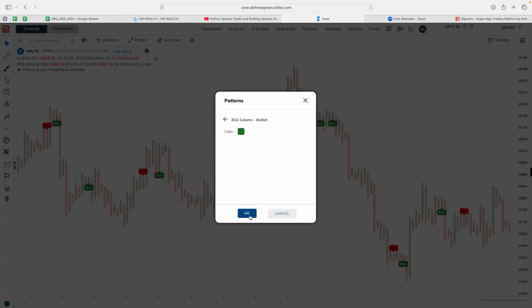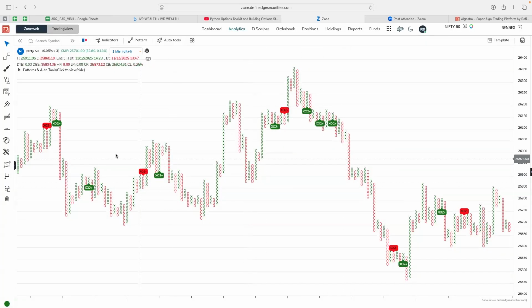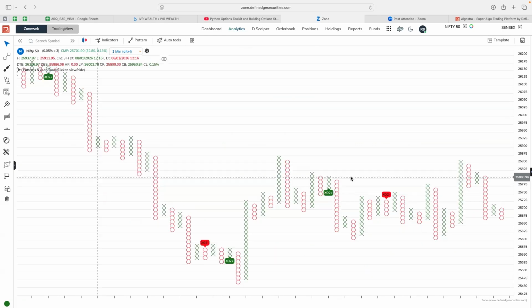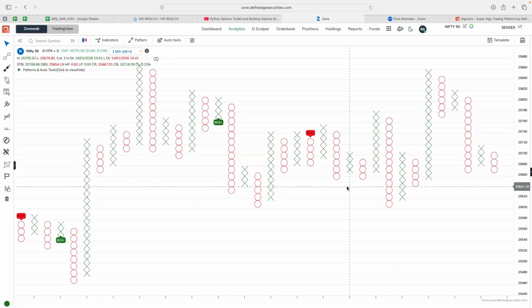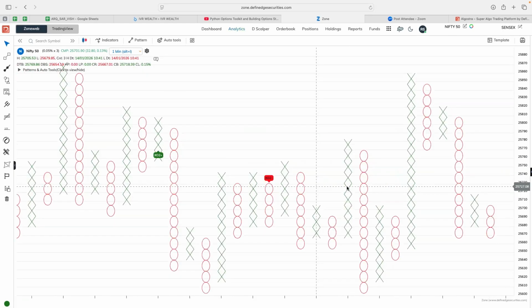Did I take bullish or bearish? Okay, that's it. This is your support and resistance line. There is a beauty of point and figure. Let us explore what the beauty of point and figure is.